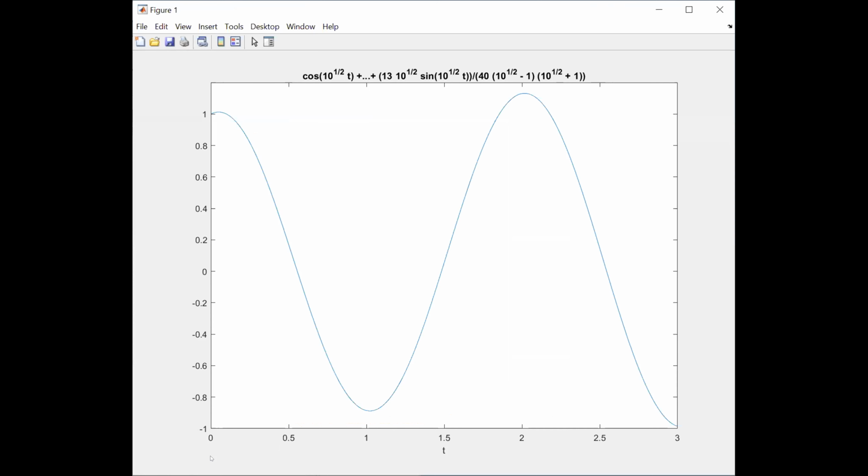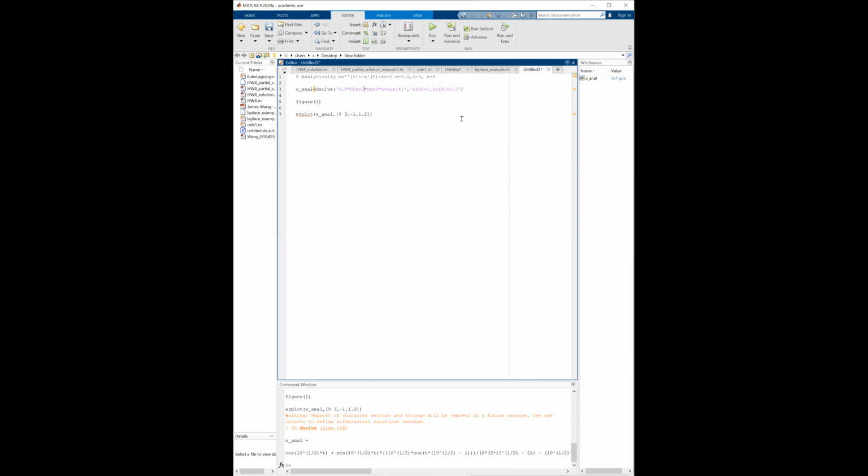Everyone is able to get the same results? Any questions? Now I'm going to change this back to what it was. So what I will do is I will go back to what it was. This was 3, and the right hand side was 0.